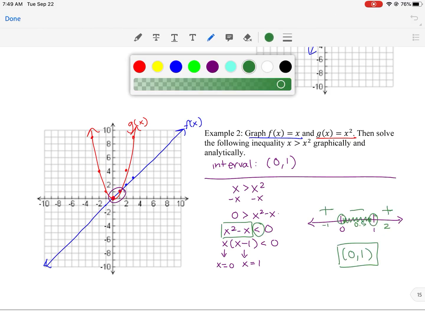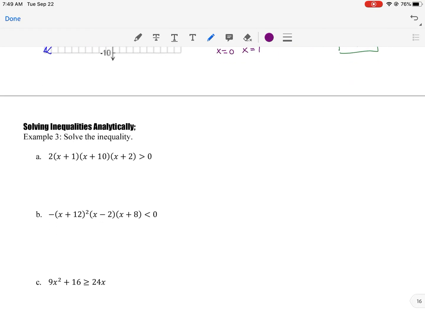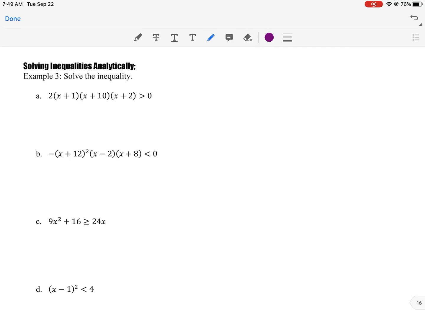Okay, let's go ahead and do some harder ones as far as our algebra goes. These first ones I started off a little bit easier because I gave it to you in factored form, so the zeros are pretty easy to tell. This one is x equals -1, x equals -10, and x equals -2. So as you think about your number line, we're going to put those numbers on. We've got -10, -2, -1.